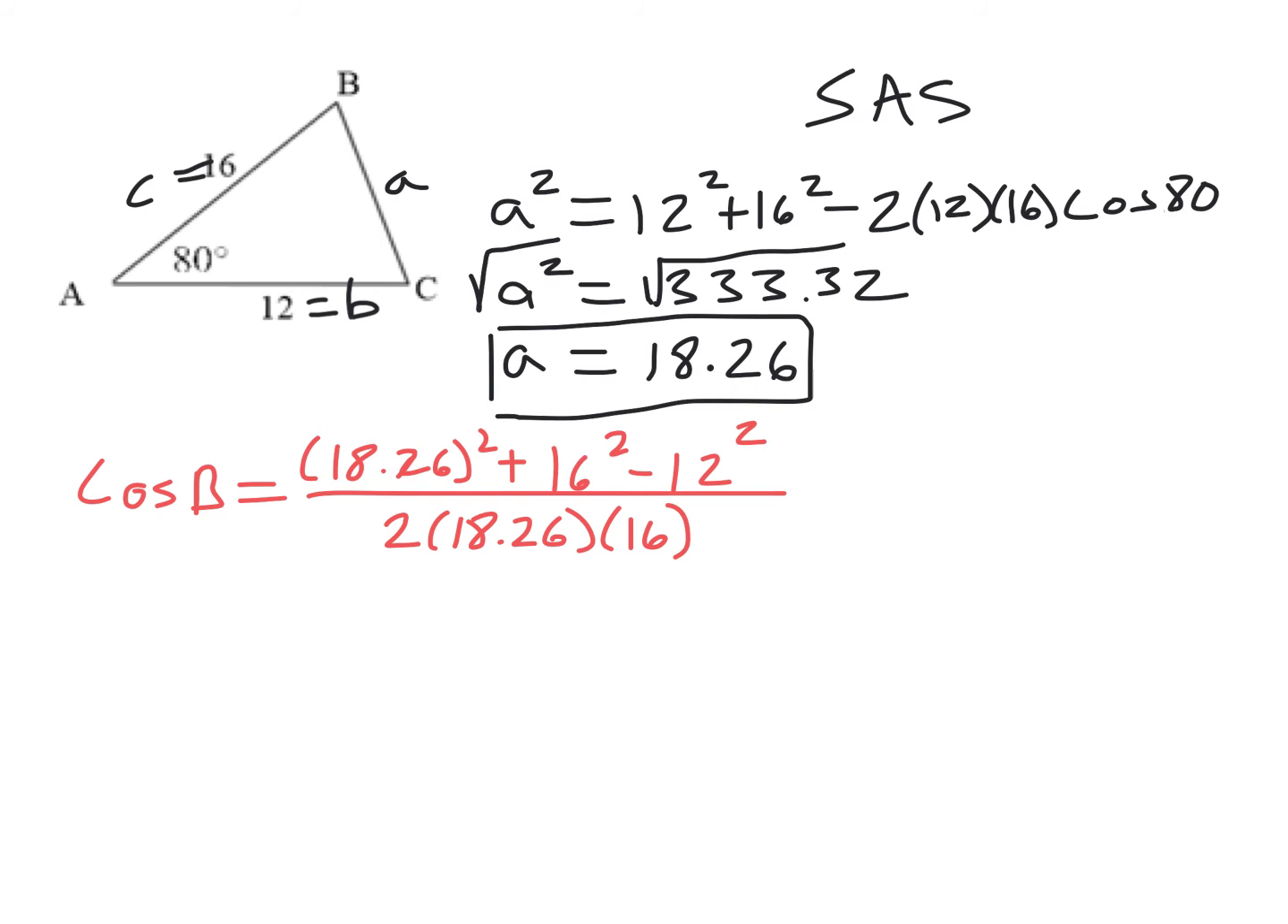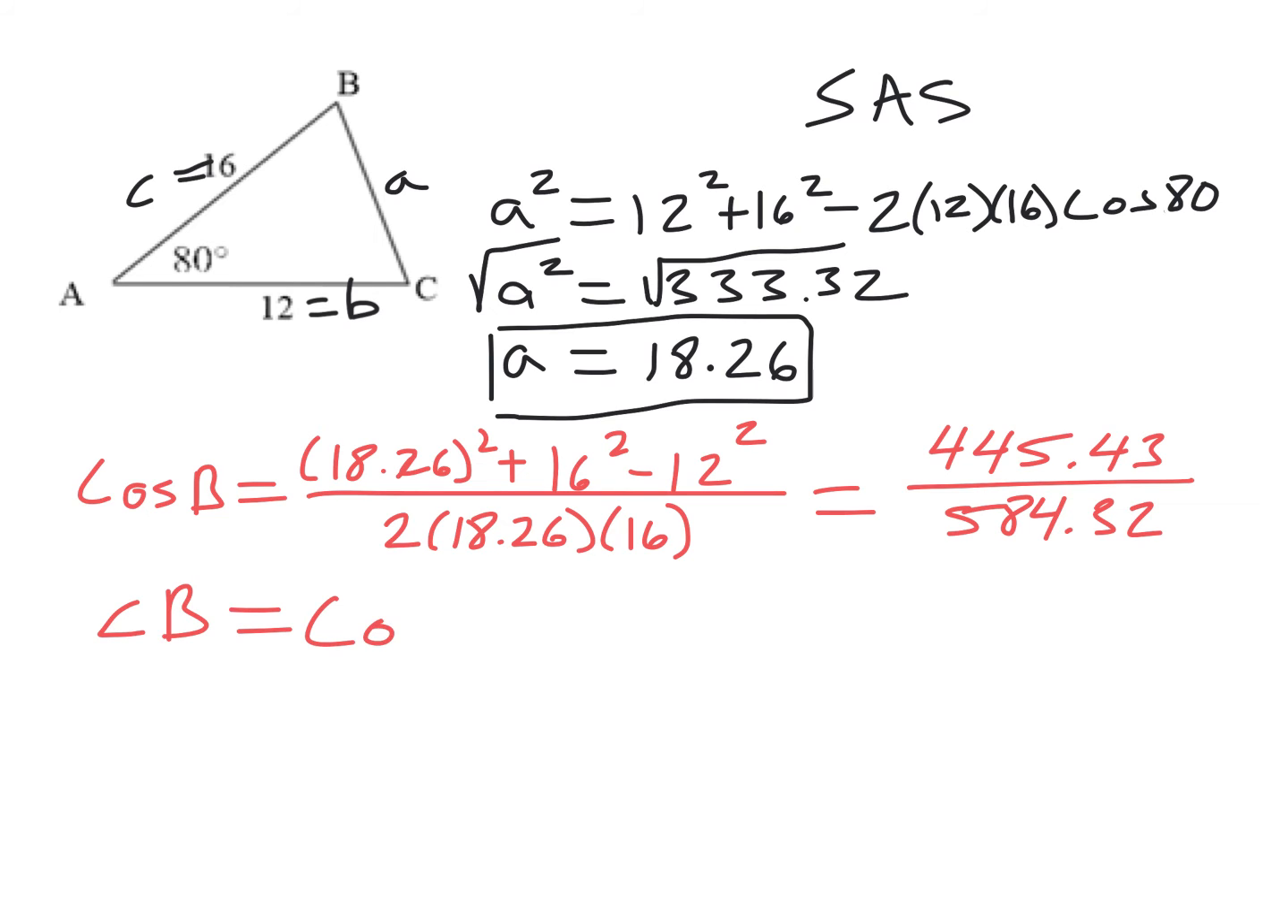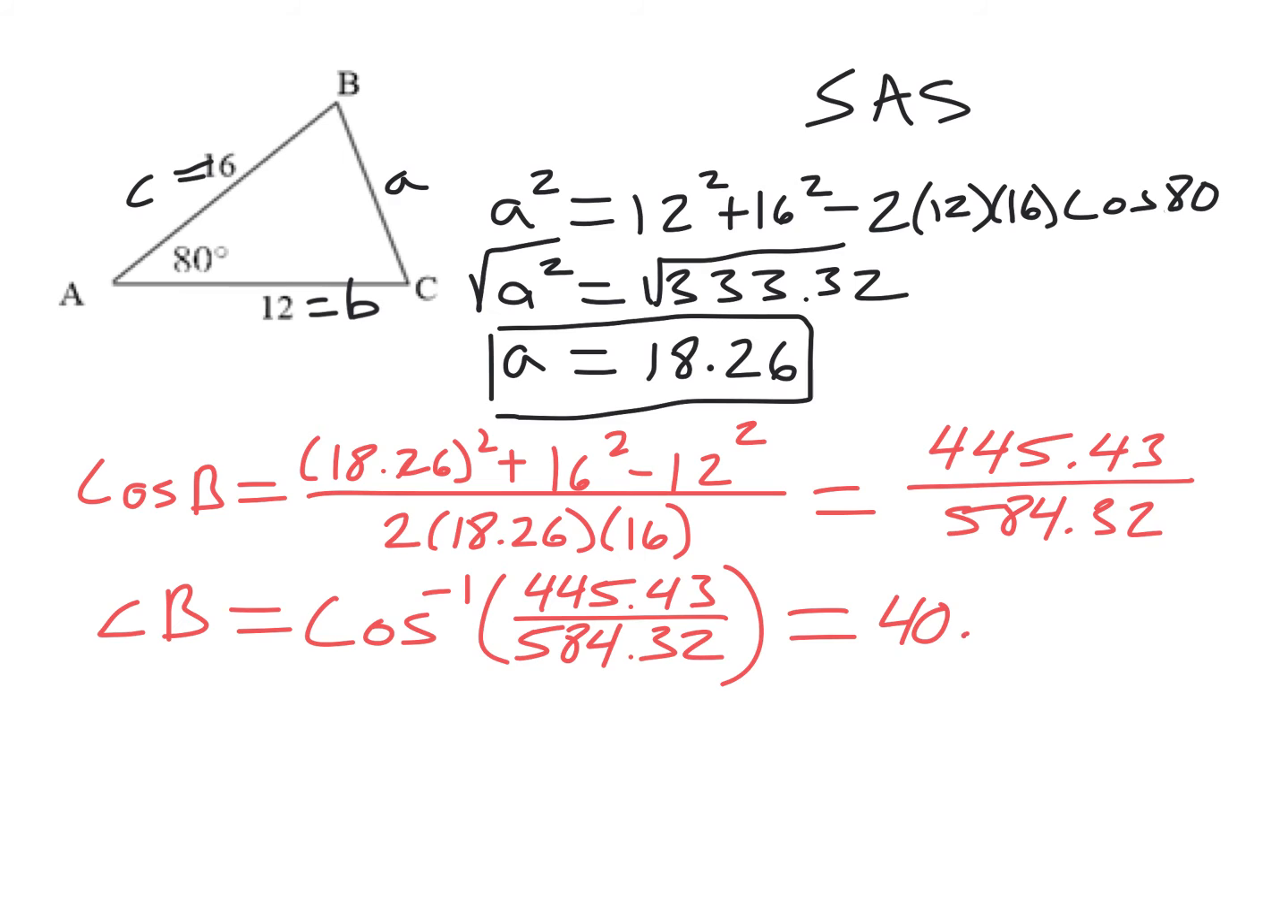Okay. Now I'll get some decimals here, but you should find that top would simplify to 445.43. We'll keep rounding to the nearest hundredth. And 584.32. And we are very close. That fraction that we got with these two decimals, we just have to take inverse cosine of that on our calculator. And we are good to go, 40.33. Okay, and again, that was angle B right up here that we got, okay?